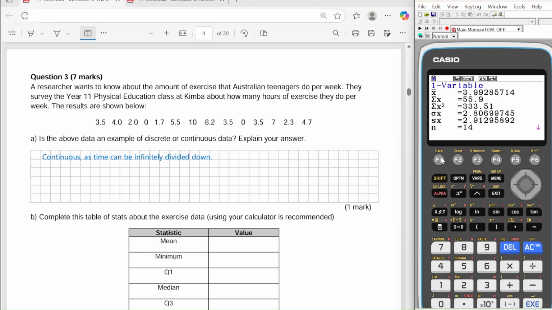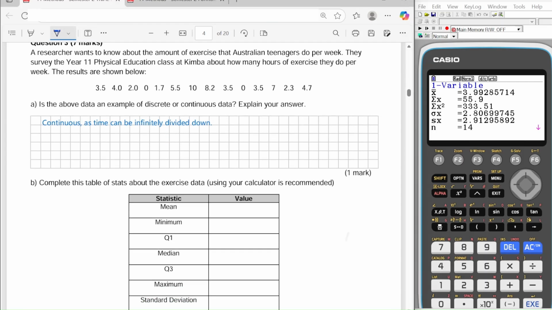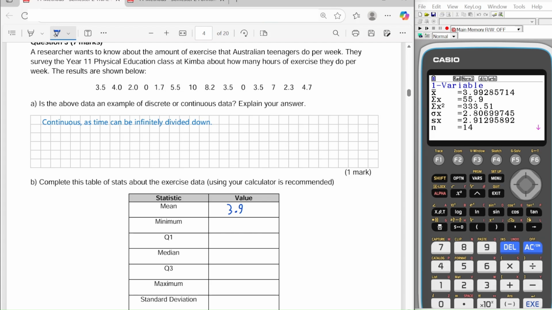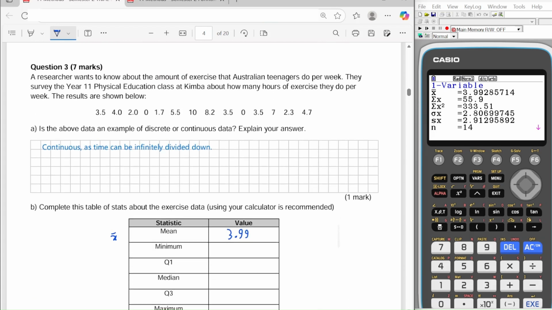Then we hit F1 for 1-var stats, and that gives us some wonderful statistics. So 3 significant figures. We're going to go 3.99 for the mean. So that was x-bar on the calculator. We can also get the standard deviation.